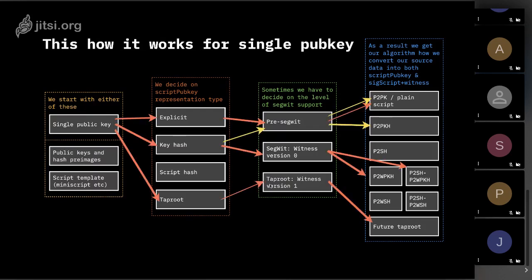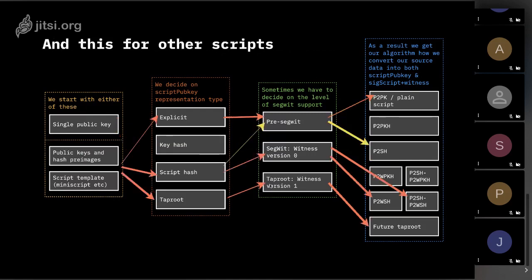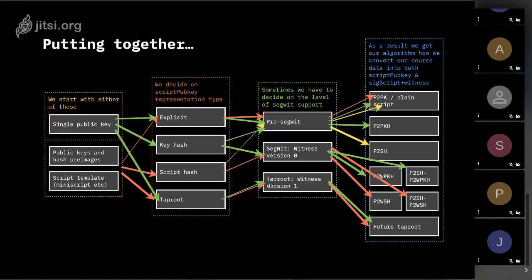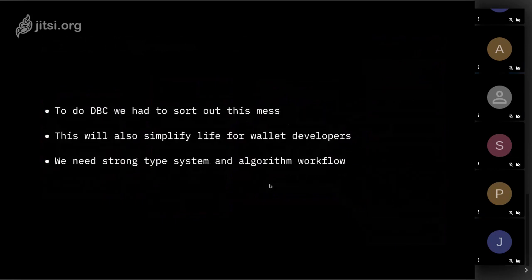And if you have a single public key, you have this workflow. And for a script, you have this workflow. And if you put it all together, it's just a mess. It's the number of steps you have to take, because we had to cover all this mess while we were doing script-based commitments. And basically, once we've done that, it may simplify life for wallet developers at the Bitcoin level itself, not even at RGB.